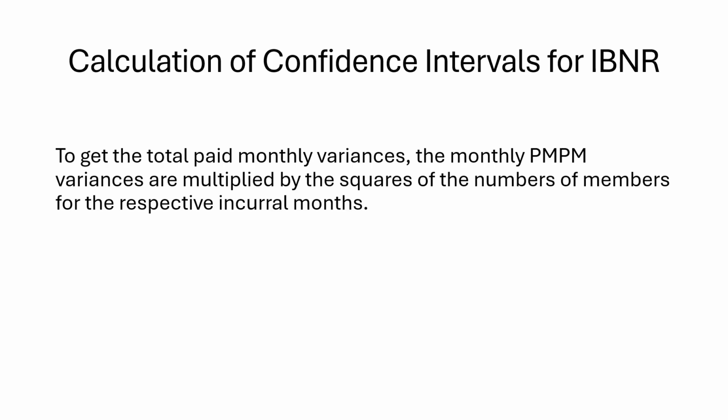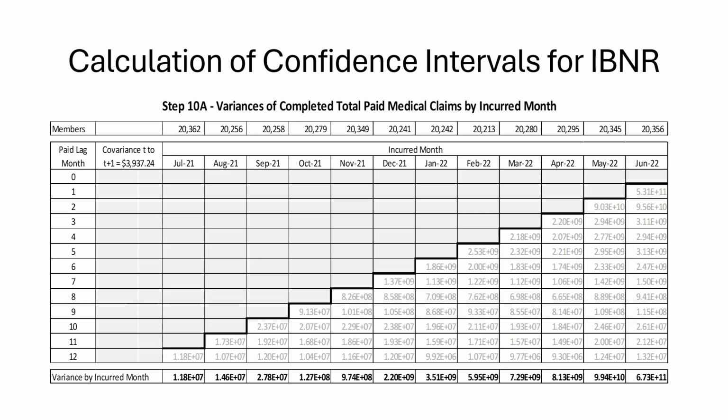To get the total paid monthly variances, the monthly PMPM variances are multiplied by the squares of the numbers of members for the respective incurral months. So in this example, the total monthly variance for incurral month March 2022 is then $17.72 times 20,280 squared equals $7.29 times 10 to the 9th.